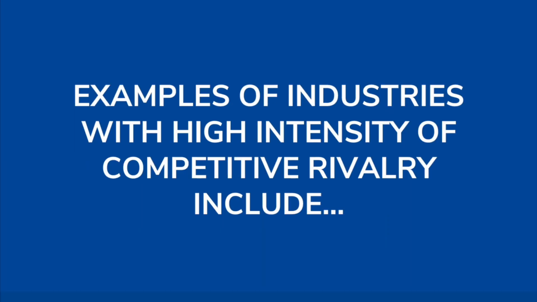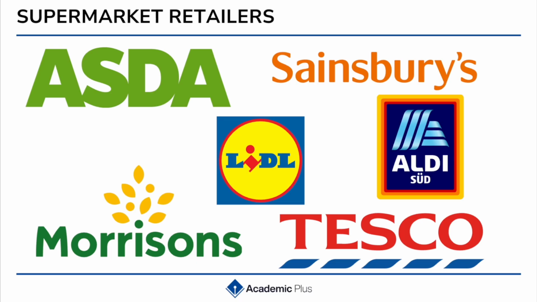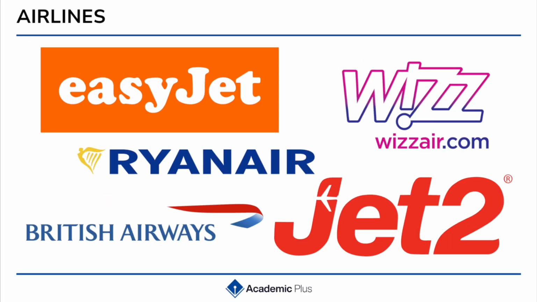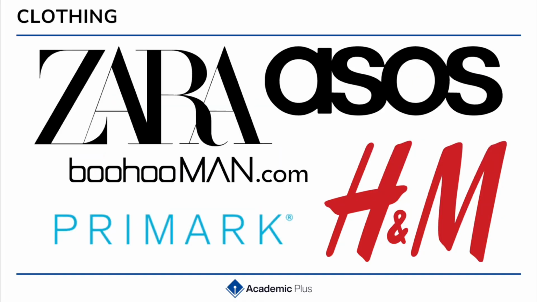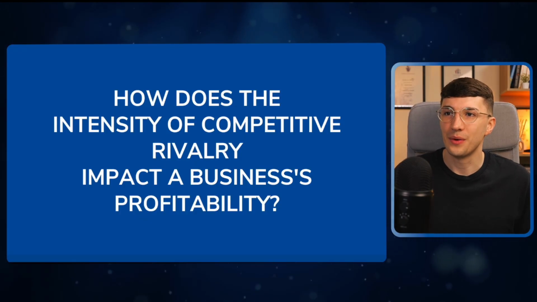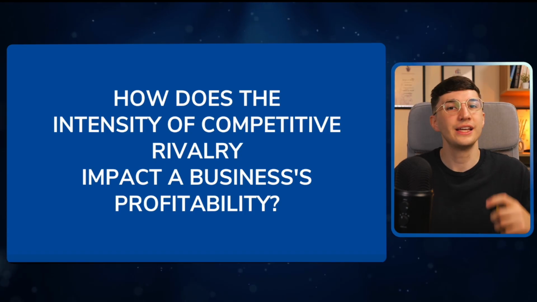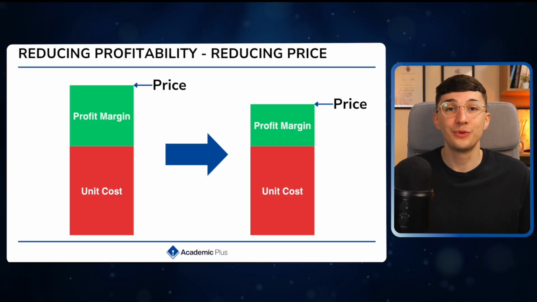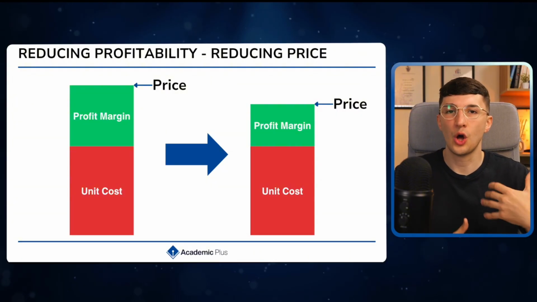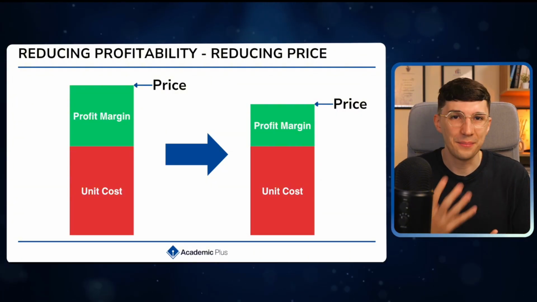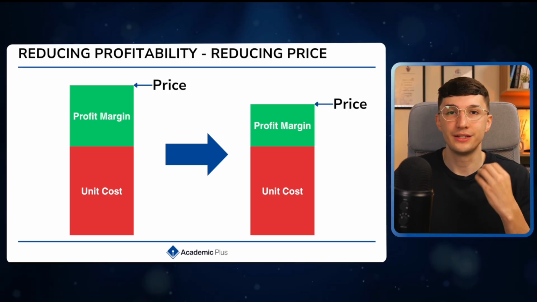Now, just some examples of industries with high intensity of competitive rivalry. You could look at the supermarket retailer industry with companies like Asda, Aldi, Lidl, Sainsbury's, Tesco, Morrisons. All of them are now going into a bit of a price war. We could look at airlines with EasyJet, Wizz Air, Ryanair, British Airways, Jet2. We could also look at the clothing industry with Zara, ASOS, Boohoo, Primark and H&M. So the one we need to answer now is, how does the intensity of competitive rivalry impact a business's profitability? Well, as we said earlier, if this force is really high, there's a lot of competition in the market, not really that much differentiation, well, potentially we're competing on more of a price front.